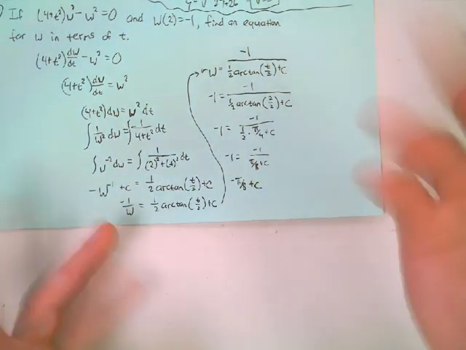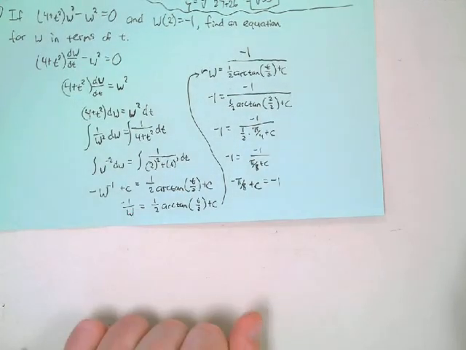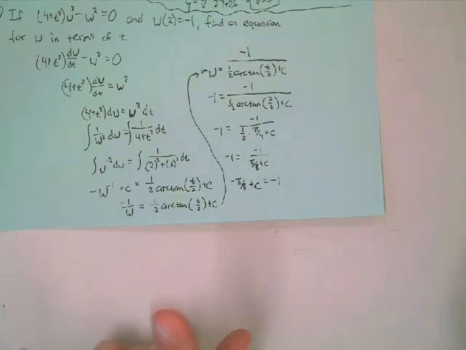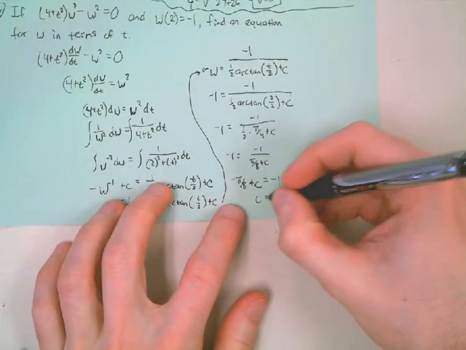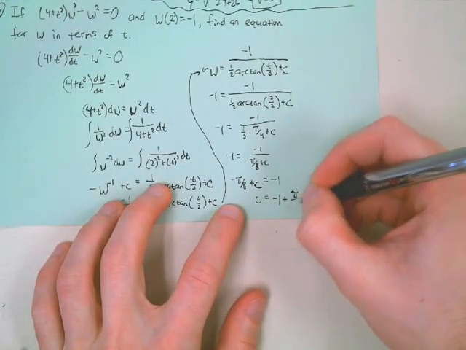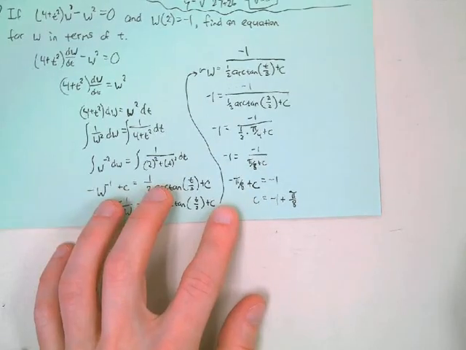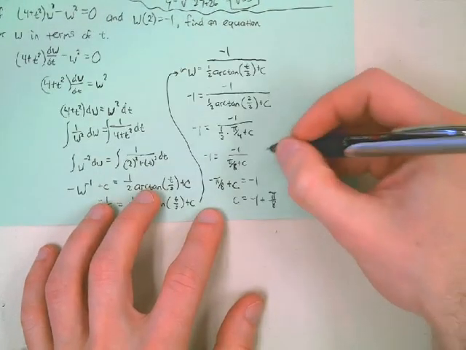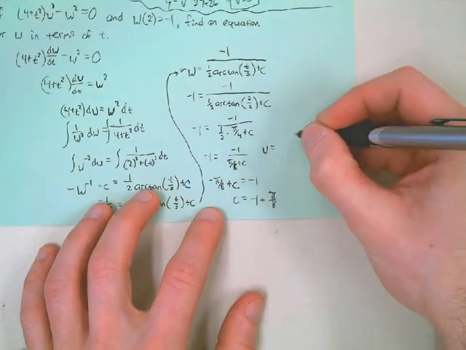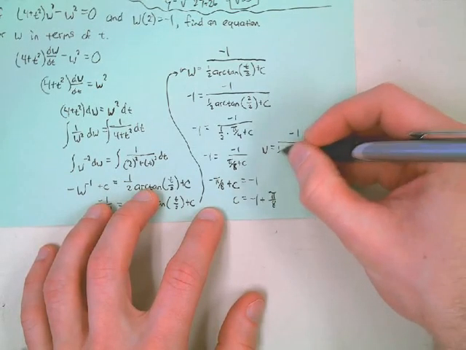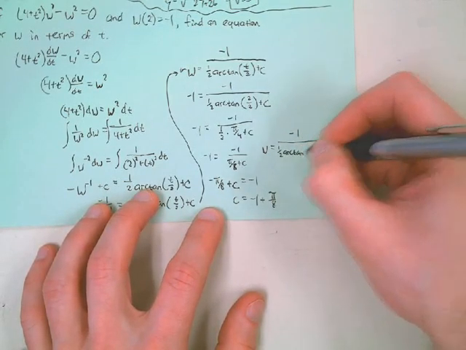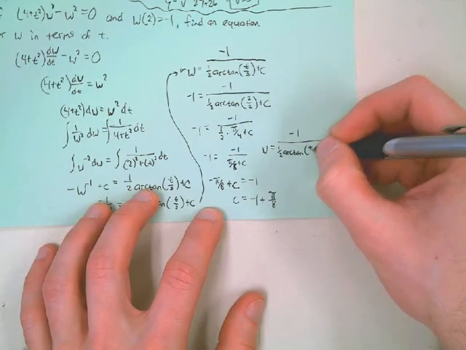Isn't arctan of 1 root 2 over 2? No, arctangent of 1 is pi over 4. At pi over 4, sine and cosine are both root 2 over 2, and so that's why, yes. Okay. So anyway, C equals negative 1 plus pi over 8. And so our final answer is W equals negative 1 all over 1 half the arctan of T over 2 minus 1 plus pi over 8.